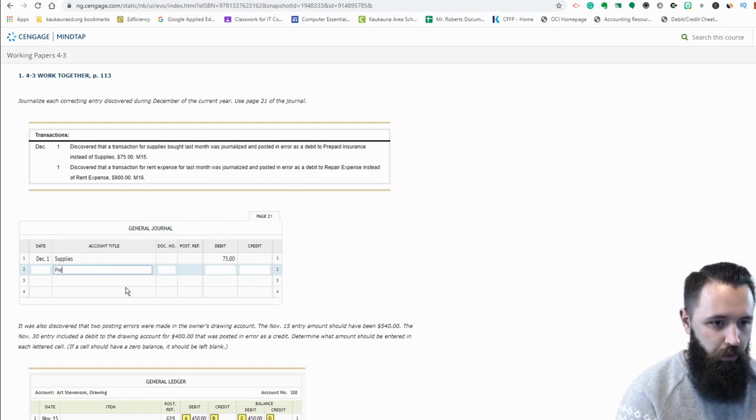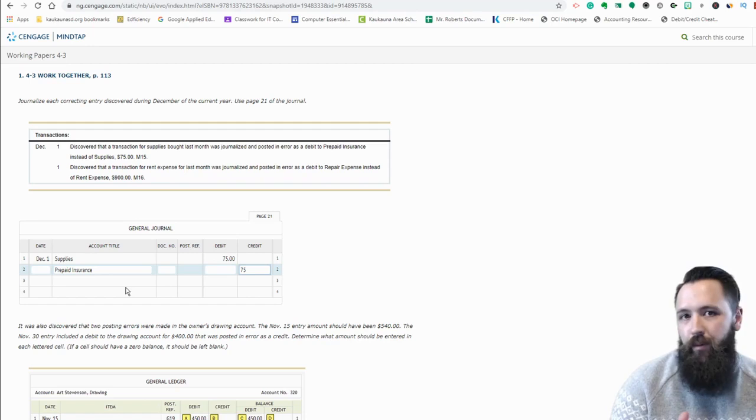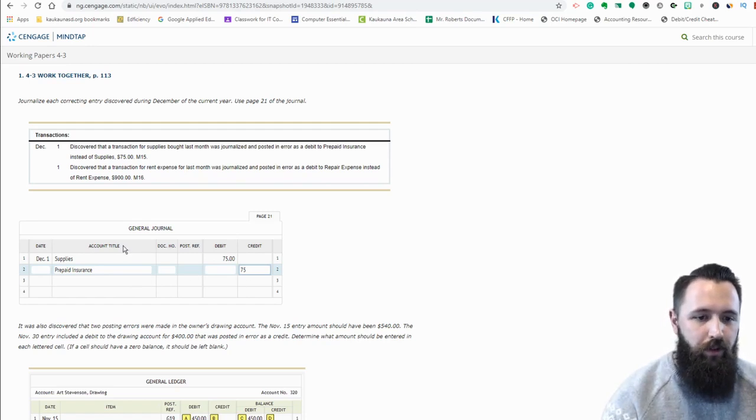And then let's put prepaid insurance in next. And here, because we debited prepaid insurance, we need to bring prepaid insurance back to 0 is what it really comes down to. So we'll put 75 in credit because it's the opposite. What document number is it? It's M15.